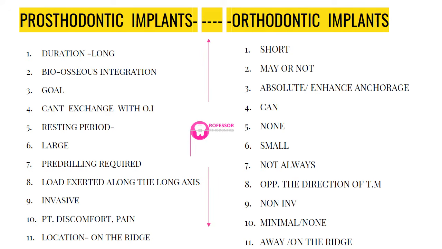Now, coming to the fourth point, can we use orthodontic implants instead of prosthodontic implants? No, you cannot use orthodontic implants as prosthodontic implants. It's obviously not possible. But can you use prosthodontic implants as orthodontic implants? Well, yes, you can. In the sense, say a patient already has a prosthodontic implant in his mouth and you want to start an orthodontic treatment for that patient. In that case, you can use the prosthodontic implant, which is already in place, to increase the anchorage value of the teeth.